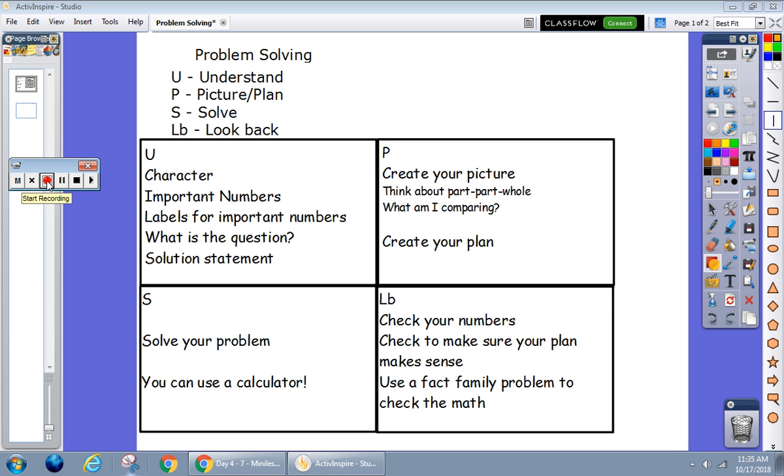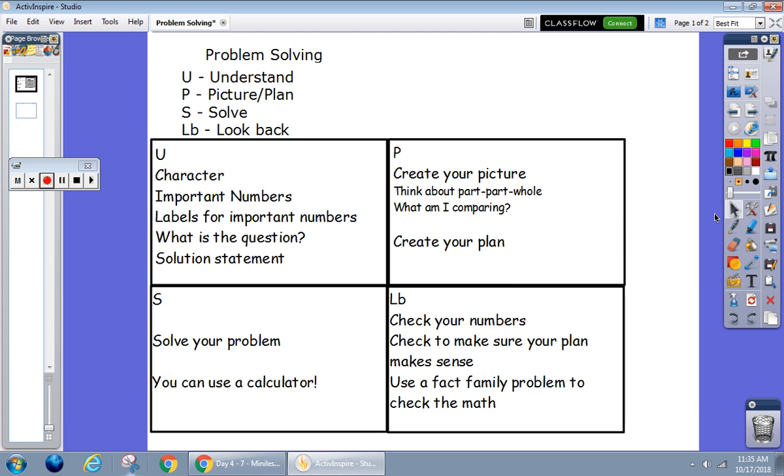All right, let's go over some problem solving. So we use the UPSLB method. U is for understand. Understand is where you write down the character name, any important numbers that you have, and the labels for those important numbers. What do the important numbers represent? You write down what the question's actually asking you, and then you also want to write down your solution statement. So if somebody asks you that question, how could you answer them with a sentence?